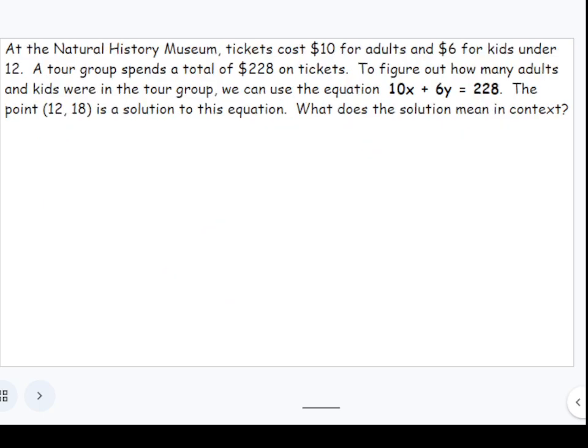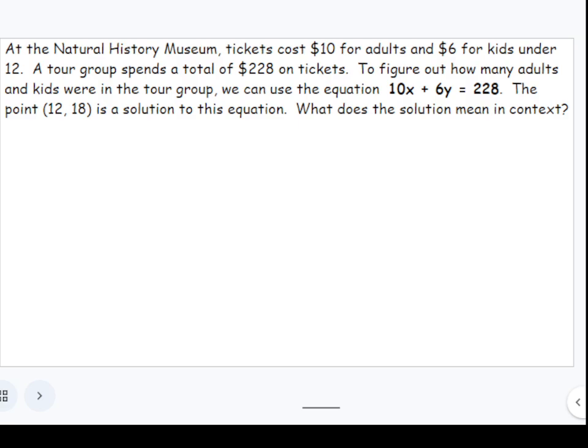At the Natural History Museum, tickets cost $10 for adults and $6 for kids under 12. A tour group spends a total of $228 on tickets. To figure out how many adults and kids were in the tour group, we can use the equation 10x plus 6y equals 228. The point 12, 18 is a solution to this equation. What does the solution mean in context?